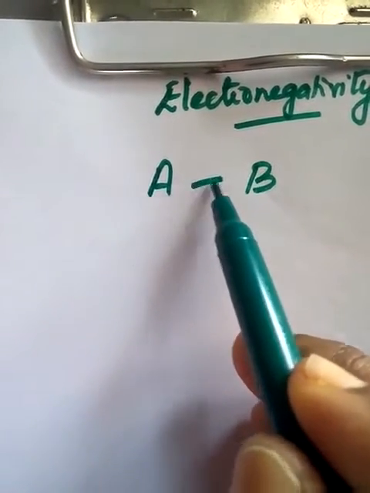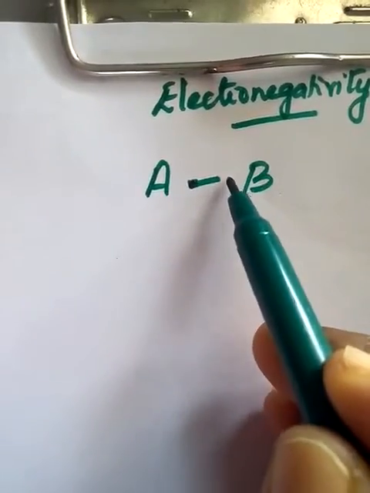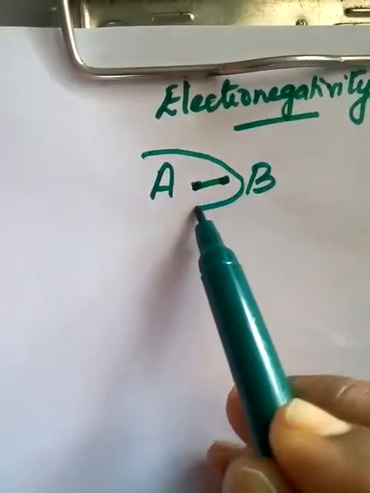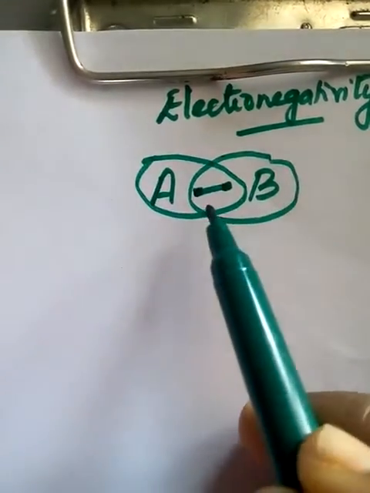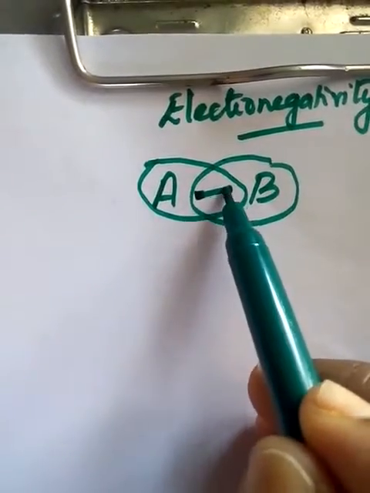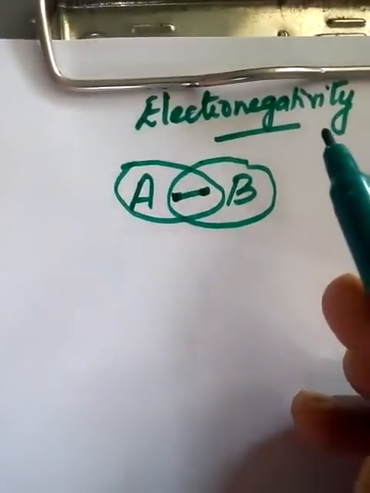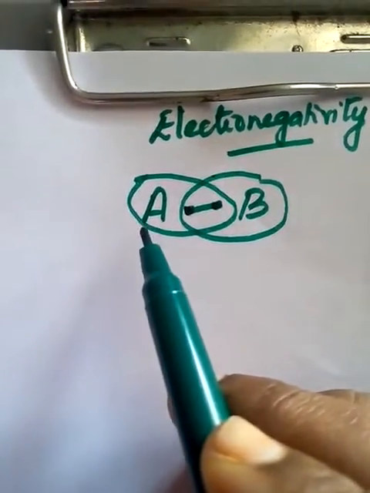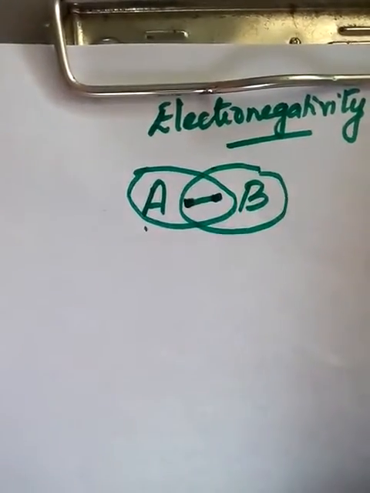In the middle, I have written one covalent bond. That covalent bond shows both atoms equally share their electrons. When I consider A, these two electrons are common for A, and when we consider B, these are common for B. But actually these two electrons are shared between A and B. But electronegativity means the relative tendency of an atom in a molecule to attract both the shared pair of electrons towards itself.